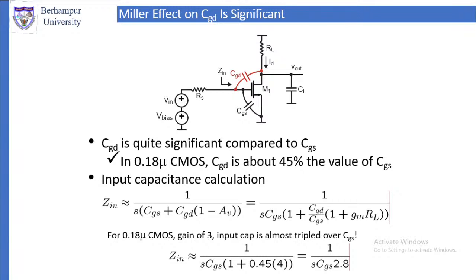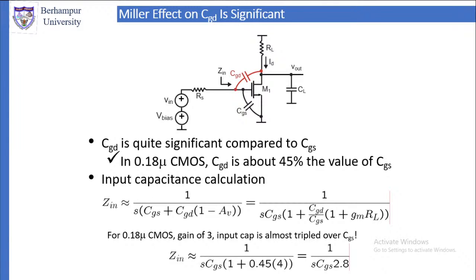CGD is significant compared to CGS. So the capacitance between gate and drain is comparable to the capacitance between gate and source. If you are considering a 0.18 micron CMOS device, CGD is about 45% of CGS. Under that condition, the input capacitance calculation, as you know, uses the Miller effect. Zin is approximately equal to 1 by S into CGS plus CGD into 1 minus AV. You know S is equal to j omega, so we are writing S.